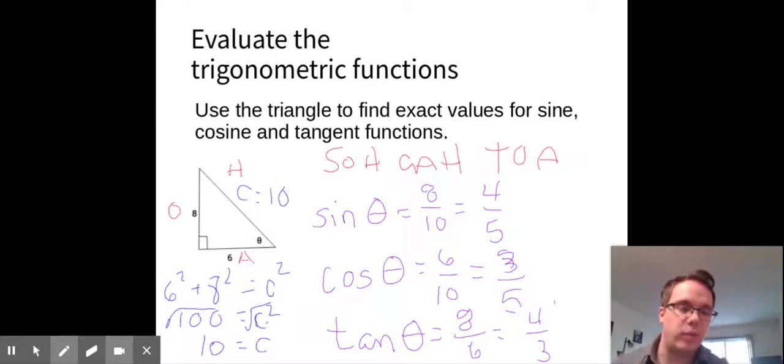So remember, this is a ratio. So you're going to write it as an improper fraction. Never ever write the answer to a sine, cosine, or tangent function as a mixed number. So if you had 1 1/3 there, that'd be wrong. So make sure you have 4/3, not 1 1/3. All right. So again, find the third side using the Pythagorean theorem. Find your ratios and simplify.